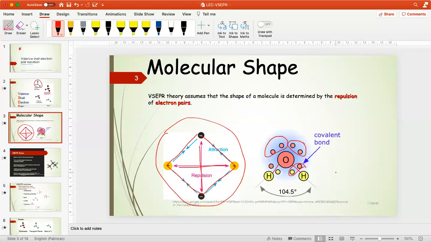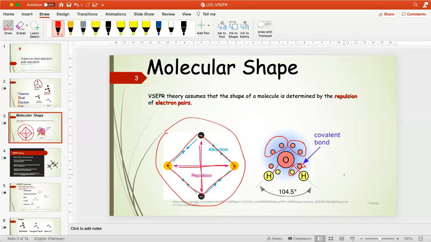Now the important point is this, check how many actual attachments there are with this center. So there are four: 1, 2, 3, 4. As I told you, if four attachments are there, the shape would be tetrahedral.